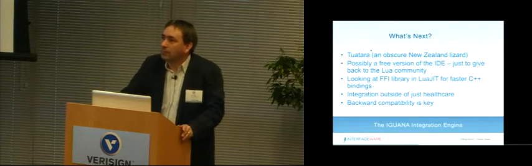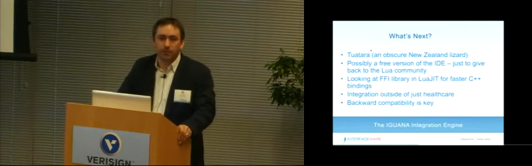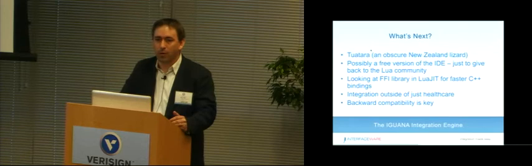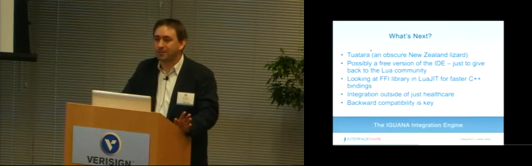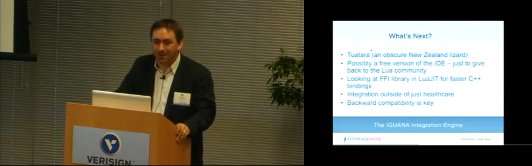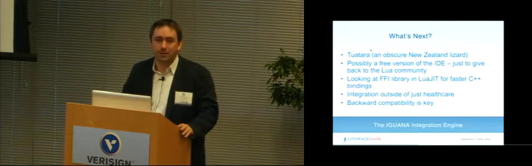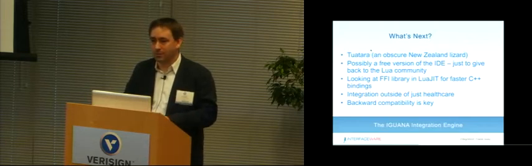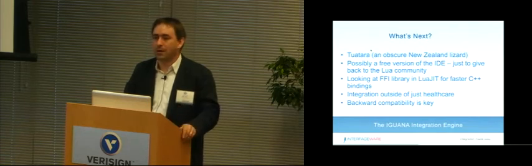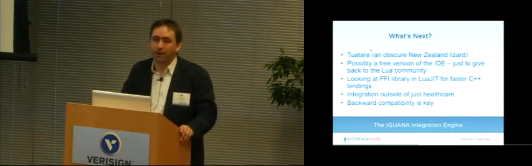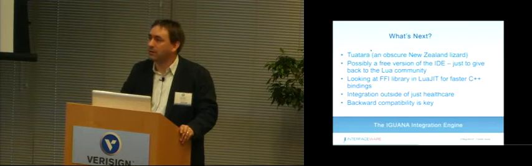What's next? We're in the process of doing the next iteration of Iguana. We've codenamed it Tuatara inside, which I think nobody outside of New Zealand has ever heard of. I'm originally from New Zealand, but it's an obscure New Zealand lizard. Tuatara is really redoing everything but the translator, making it so that we can distribute across multiple machines and have a more flexible architecture in terms of the queuing inside of it.